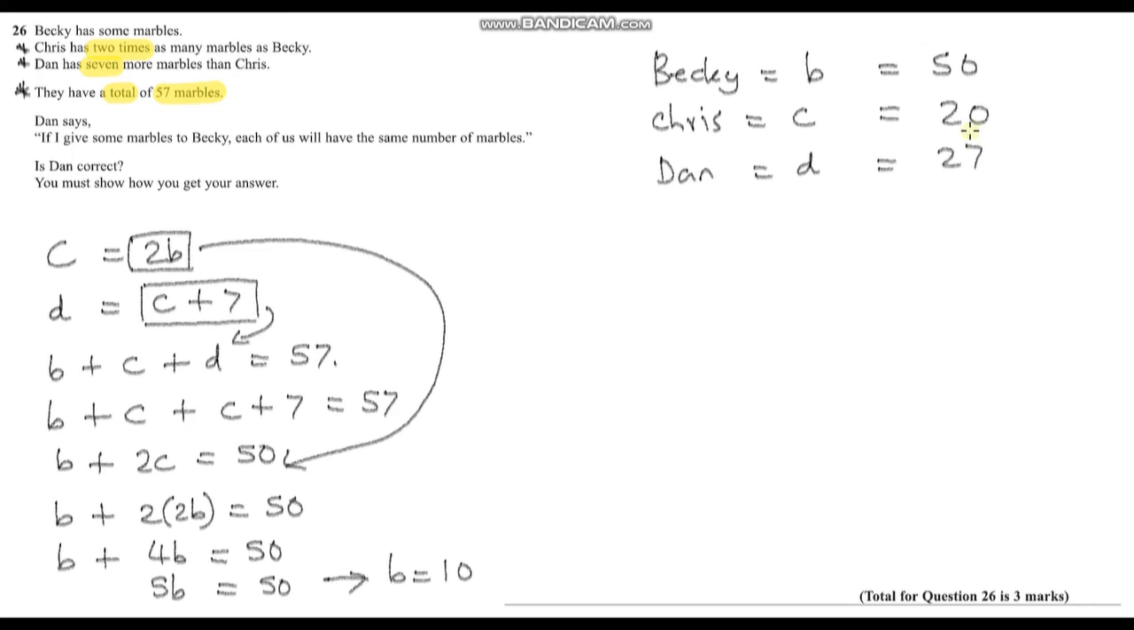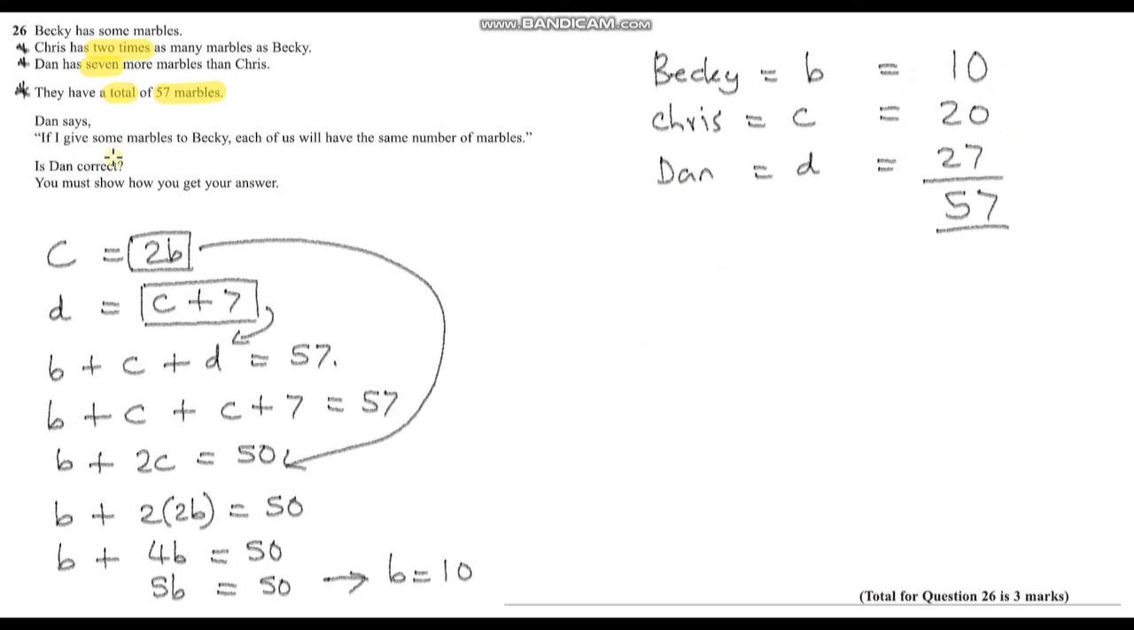And let's just make sure we've got 57 in total. No, we don't. I've made a mistake. Oh, I've just written 50 instead of 10. Sorry, I did work out it was 10. I just wrote down 50 for some reason. But Becky definitely has 10 marbles. And yes, they do indeed add up to 57. So we know we've got all of the allocation correct for each person.